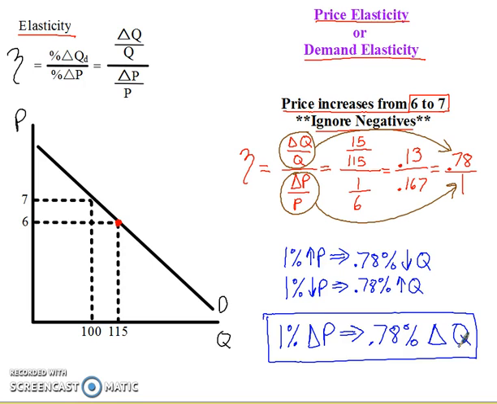And then if we put direction on it, we could say a 1% increase in price causes a 0.78% decrease in quantity. A 1% decrease in price causes a 0.78% increase in quantity. Now, the reason why this is important is because we can now make specific predictions about how the consumer will alter their behavior in response to changes in the price. So now we're putting magnitude on it. We're putting numbers on it.